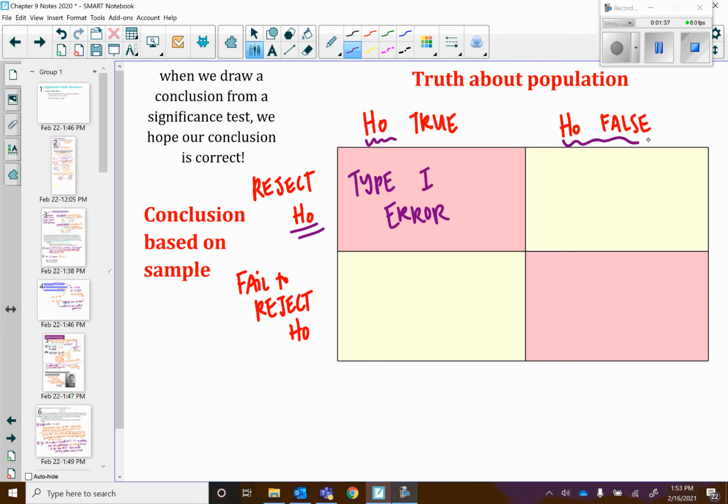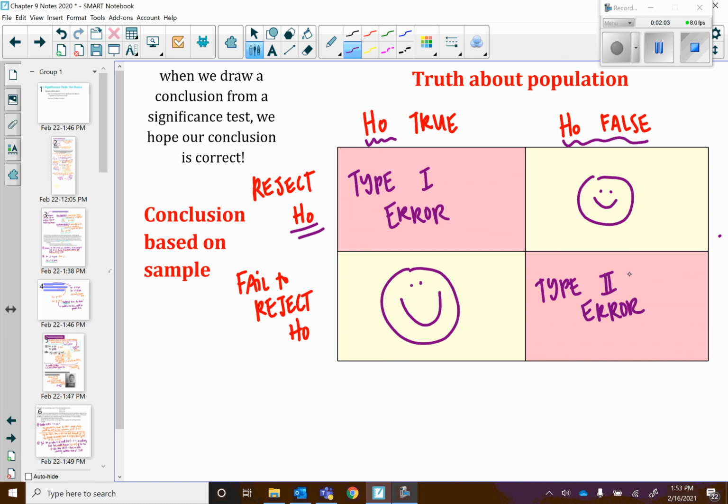If the null hypothesis is false and we reject it, then we've made the right choice and we are happy. If the null hypothesis is true and we fail to reject it, then we've, again, made the right decision. But if the null is false and we fail to reject it, we have made what is known as a type 2 error. They're really creative with their naming of errors. One thing that might help is a type 2 error is when you fail to reject the null hypothesis, but the null is false.